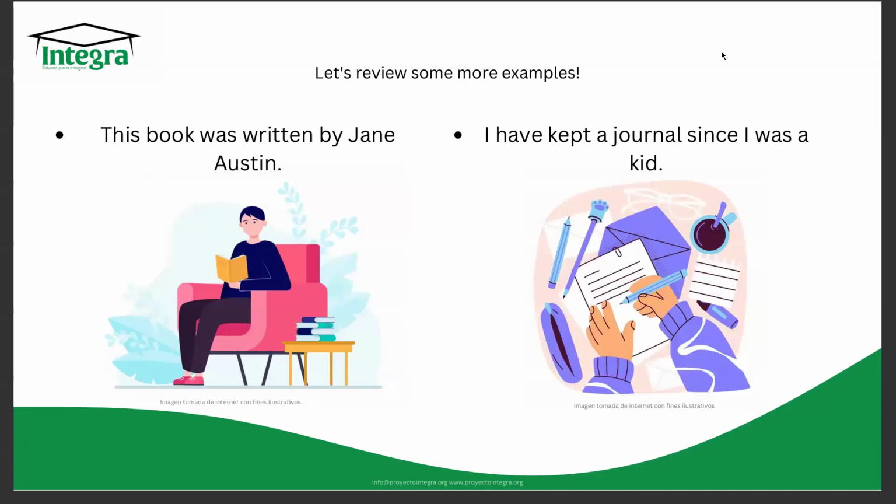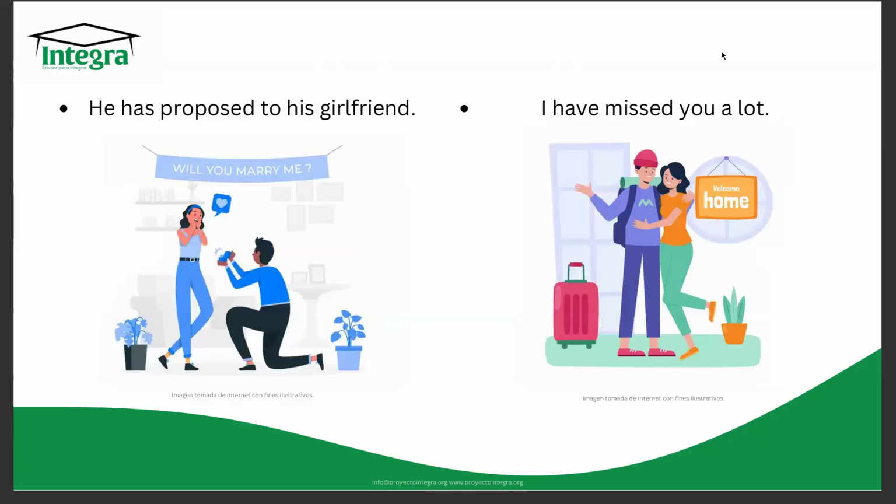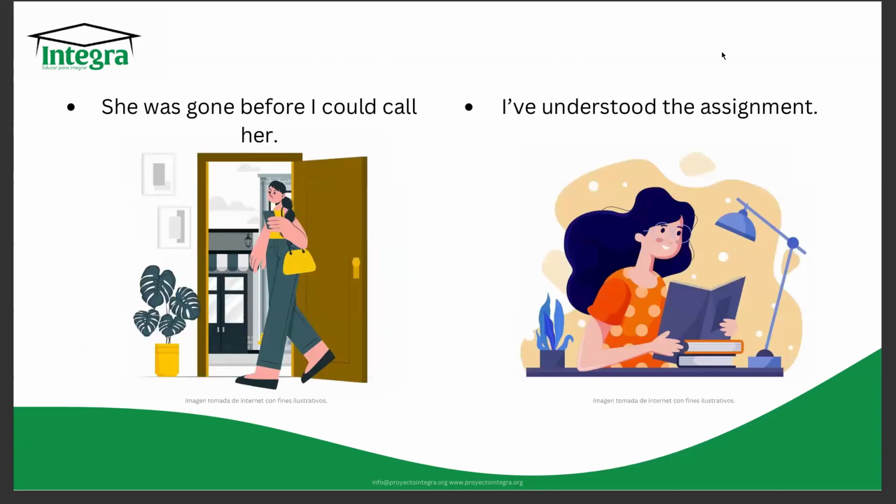And lastly, let's review some more sentence examples using these verbs, both regular and irregular. We have: this book was written by Jane Austen. I have kept a journal since I was a kid. He has proposed to his girlfriend. I have missed you a lot. She was gone before I could call her. And I have understood the assignment.